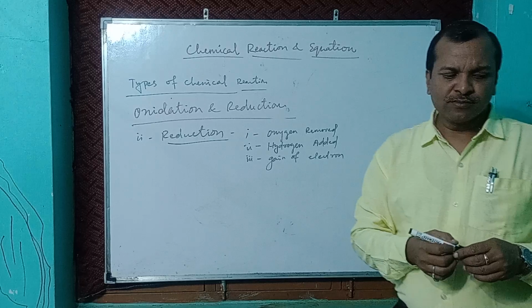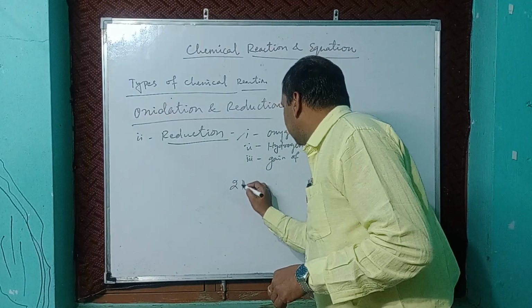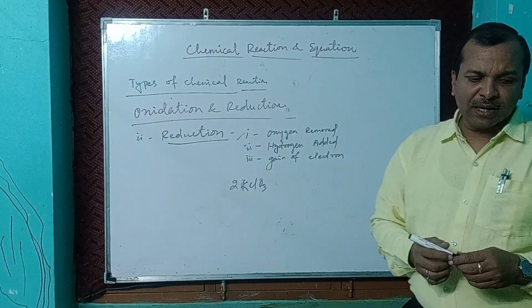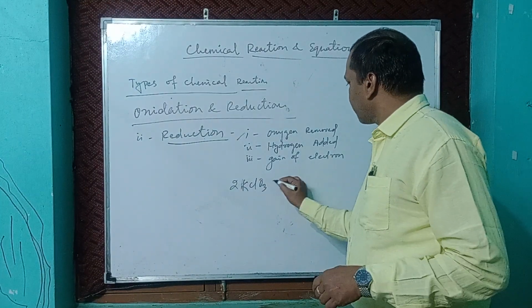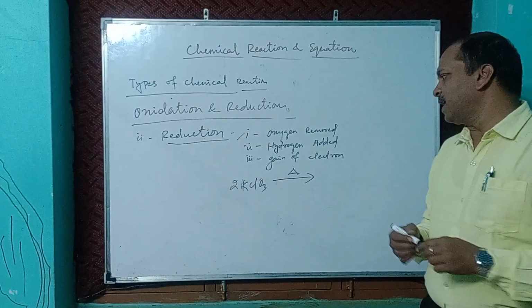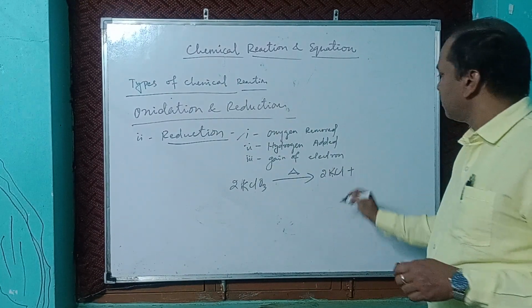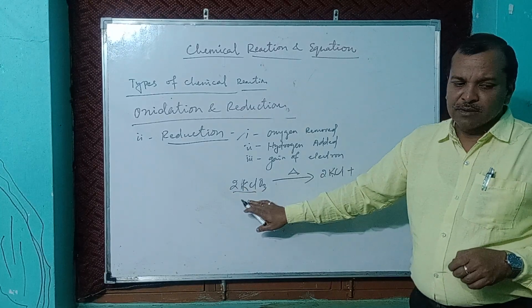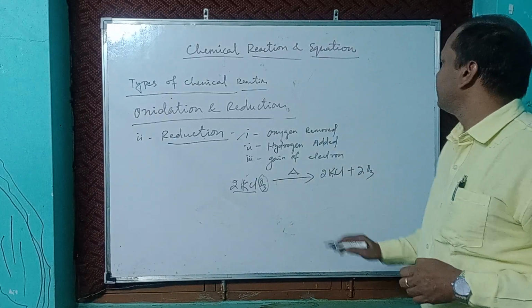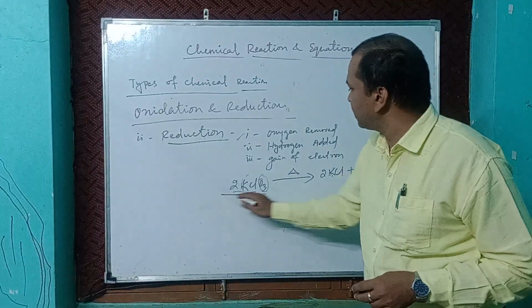Let us take some examples. First one is 2KClO3. Now what will happen? We will provide heat. This is the symbol of heat. When heat is provided, what do we get? 2KCl. What is left here? O3, 2O3. So what happened here? Oxygen is removed from 2KClO3.